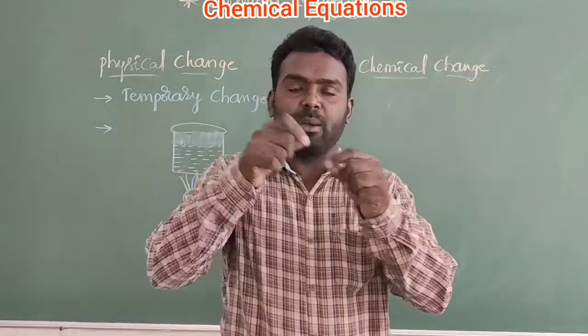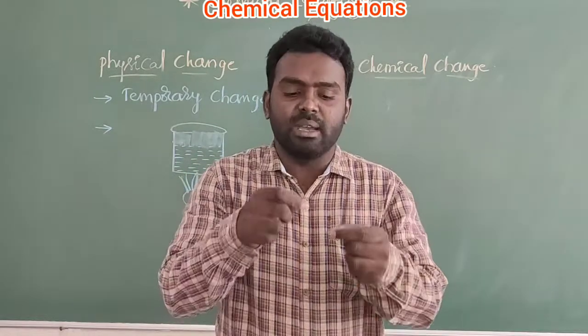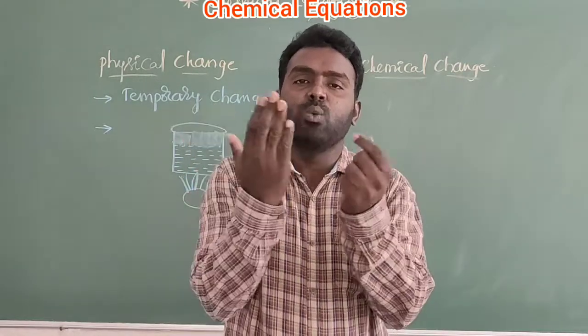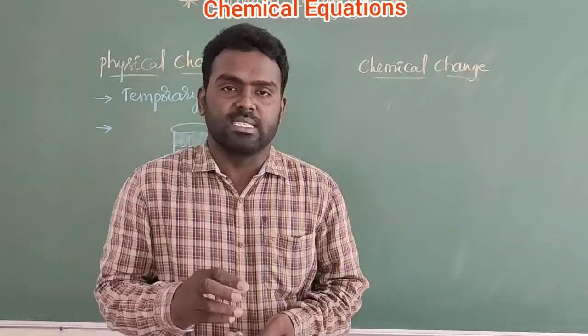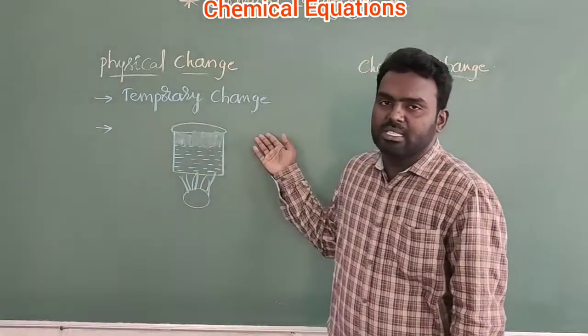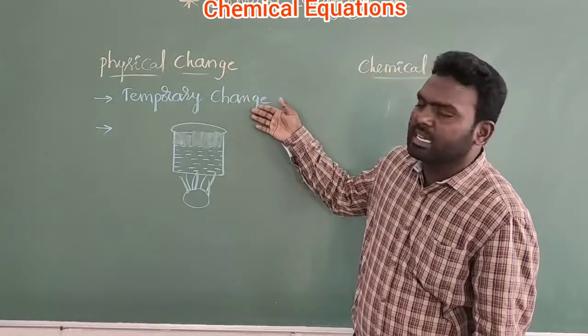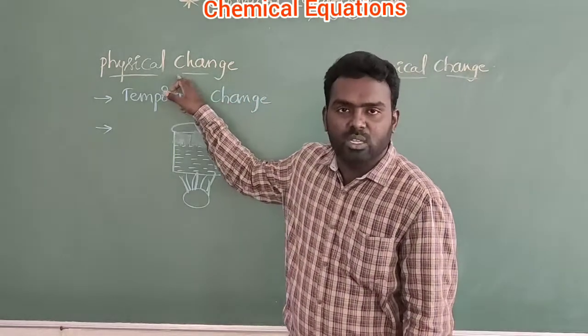By the tearing of a paper, that is also called a physical change. Why? Because after tearing a paper, we can join that paper easily. Therefore that is called a temporary change. This is also one of the examples of temporary change. All temporary change examples are related to physical change.